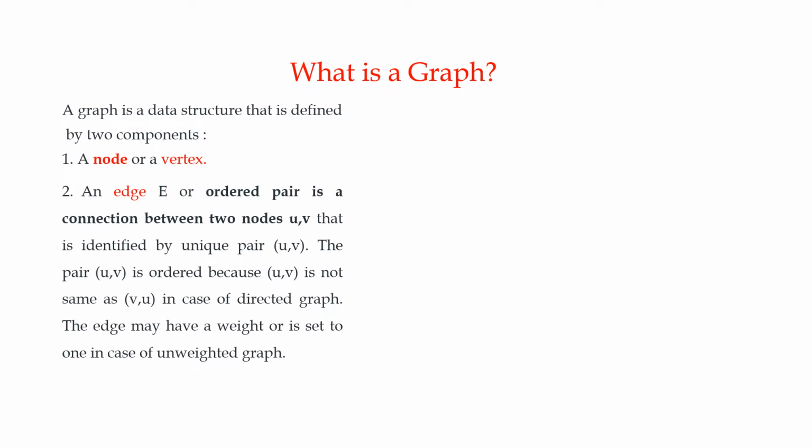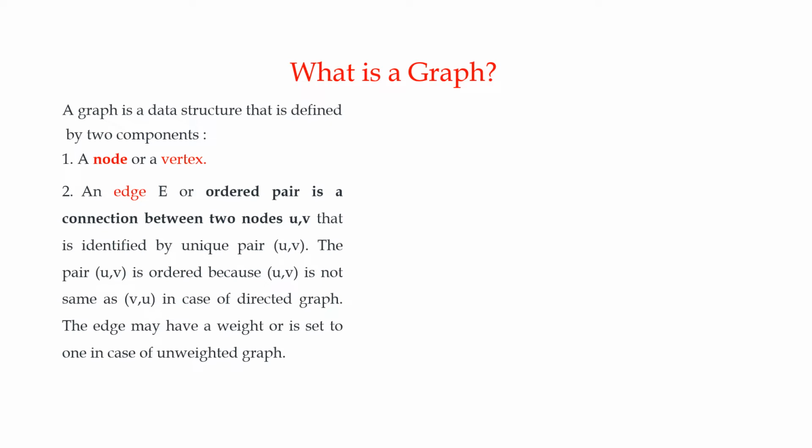First of all, we are going to see what is a graph. A graph is a data structure that is defined by two components. First one is a node or a vertex and second one is an edge. Edge is an ordered pair. It is a connection between two nodes U, V that is identified by a unique pair UV.